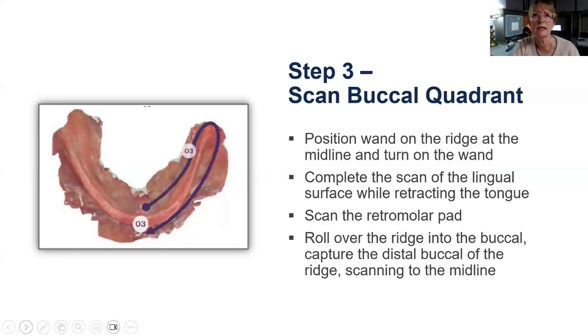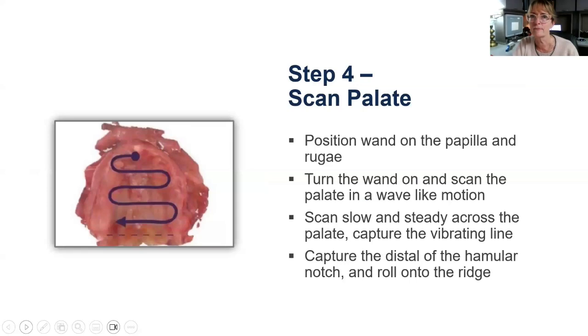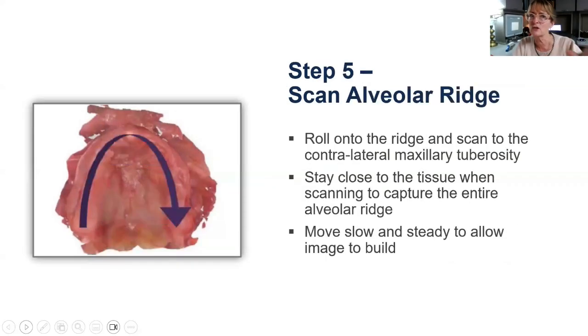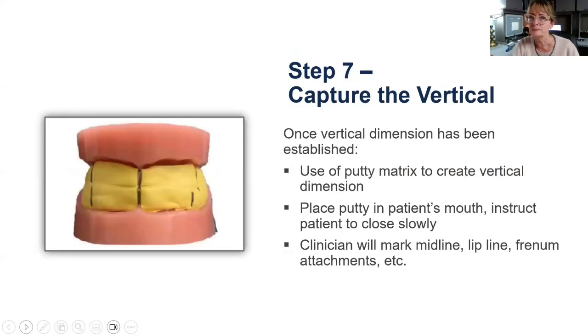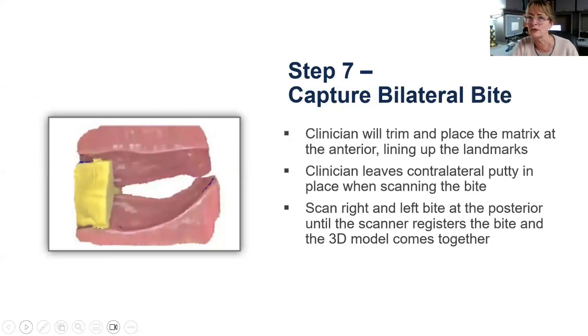And somebody asked about slides. We are providing physical handouts that are specific to the iTero and to the Trios as well. And this is all in your handouts, right? So it's capturing the palate, it's capturing the ridge, it's capturing the buccal vestibular muscles, and then our bite registration again.